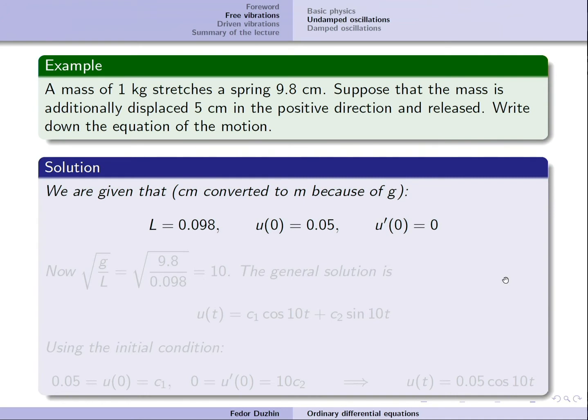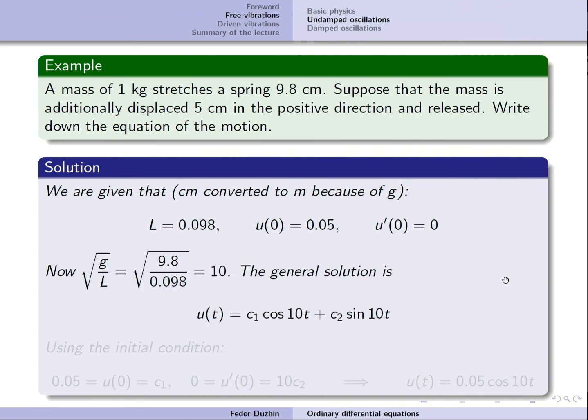So we see that the mass is additionally displaced. A mass of 1 kg stretches a spring 9.8 centimeters. So this is big L. The additional displacement is 5 centimeters, which is the initial value of u. So we displace it first and then let it go, and then it oscillates. The words displaced and released do not imply that we try to push it any further. So we just release, and release means that the initial speed is 0. That's why I wrote that u prime of 0 is 0.